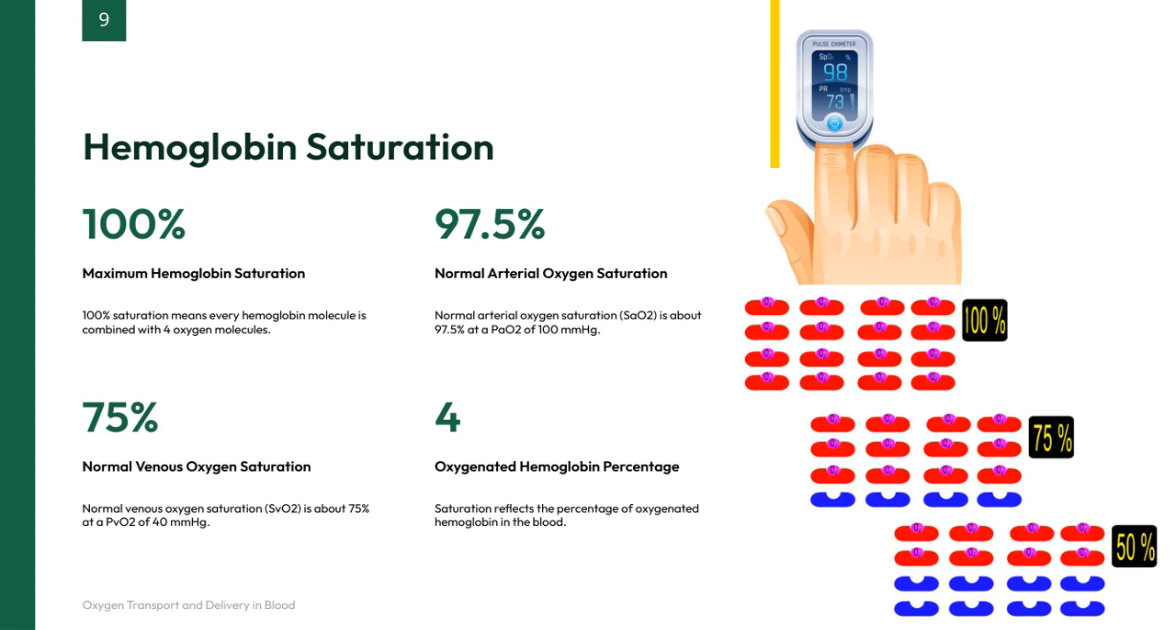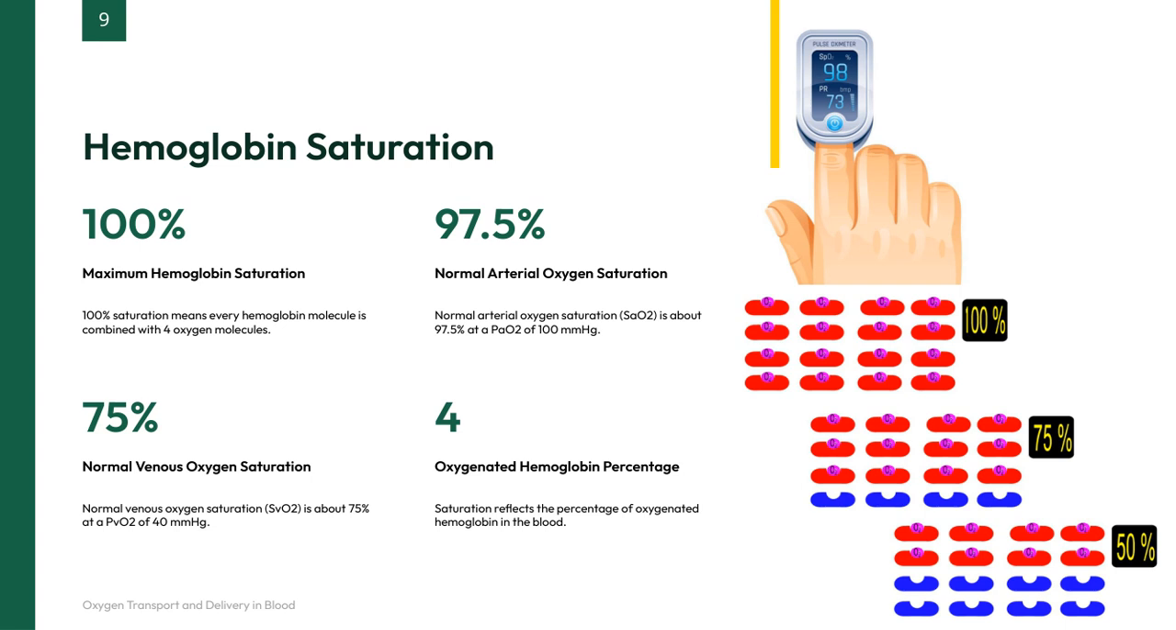Now, in arterial blood, the oxygen saturation is typically about 97.5%, with a PaO2 of roughly 100 mmHg. This high saturation indicates that most hemoglobin molecules are fully loaded with oxygen, which is essential for efficient delivery to tissues. When we achieve 100% saturation, it means every hemoglobin molecule is bound with 4 oxygen molecules.